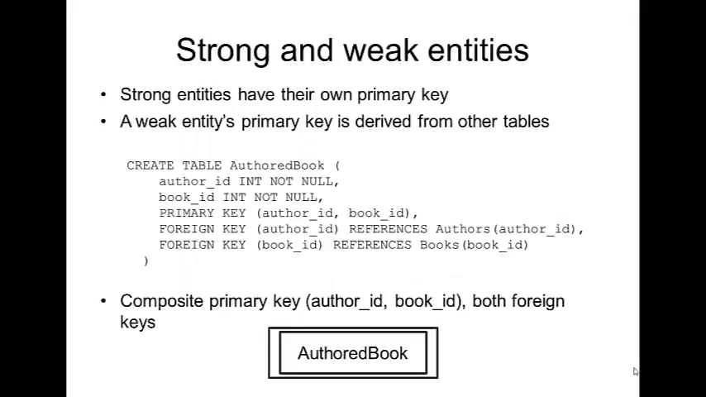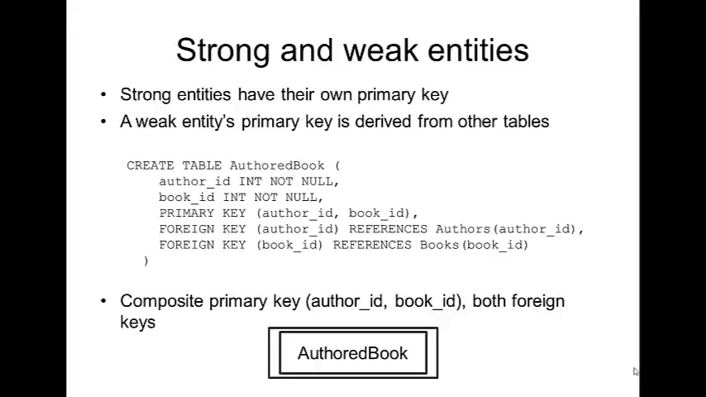Strong and weak entities. Some ER diagrams show these. I don't think personally that they really need to be included. However, you might well see these, and it's a good idea to know about them. So a strong entity has its own primary key. A weak entity's primary key is derived from other tables.